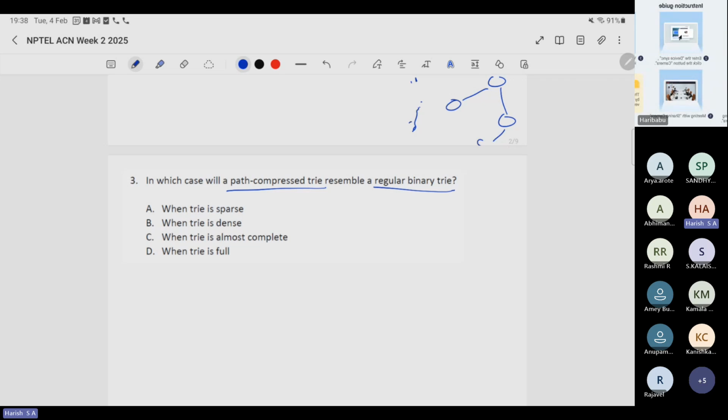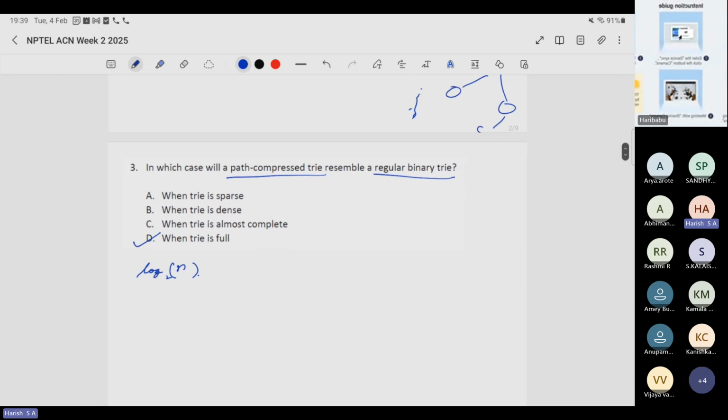As I was saying in the very first question, when the trie is full, in the sense that it's a complete binary tree, each node has the maximum number of children possible. So in this case, there are no nodes with a single child to compress. And the path compressed trie will resemble a regular binary trie with a height of log n, where n is the number of keys in the trie. So this is an extension of the very first question that we discussed. It's simple, right?